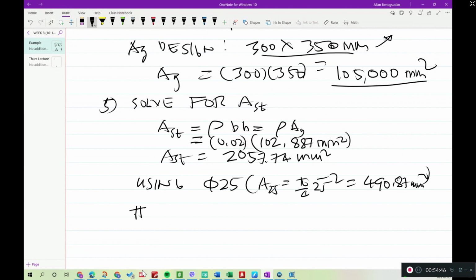So we want to know how many number of bars. So 2057.74 divided by 490.87 is equal to 4.19. Say, how many bars? Can you say 5? I think no, because I think you need to have a balanced number of bars on the other side and on the opposite side. So you can say 6, he says.